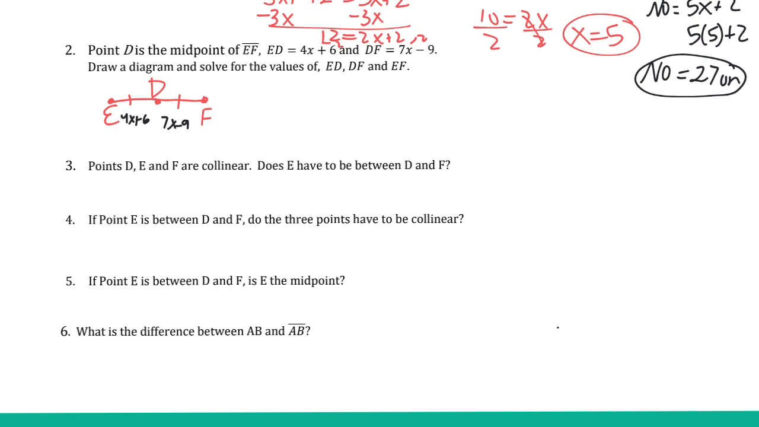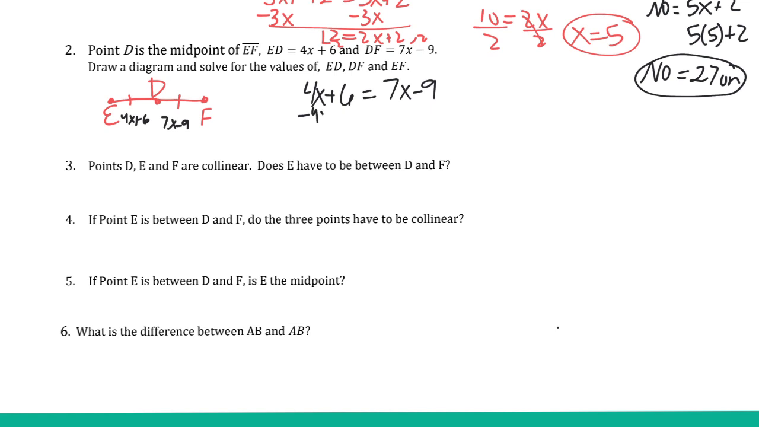Well, we know that if D is a midpoint, we know those 2 segments are equal in measure. So instead of adding them up and equaling the whole, which would be true but not helpful, we know that those 2 segments are congruent and equal in length. And so we're going to take 4x plus 6 and set it equal to the length of 7x minus 9 and solve that resulting equation.